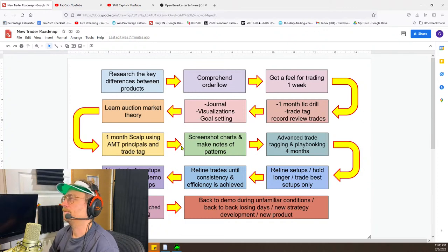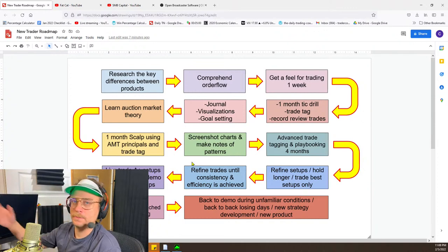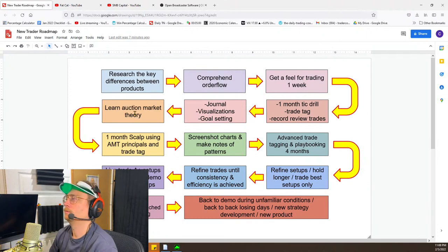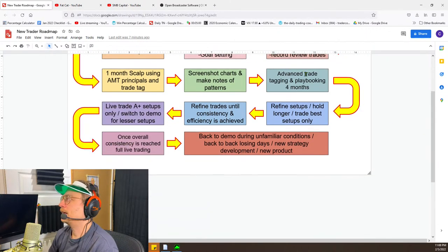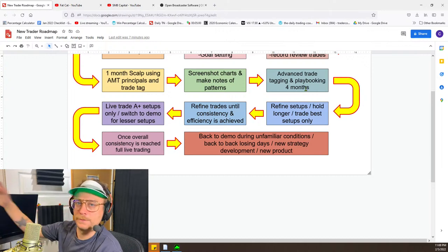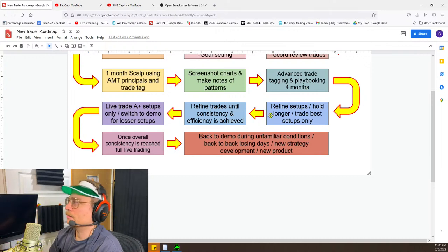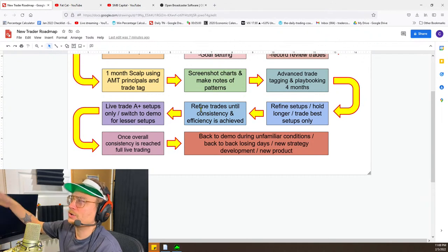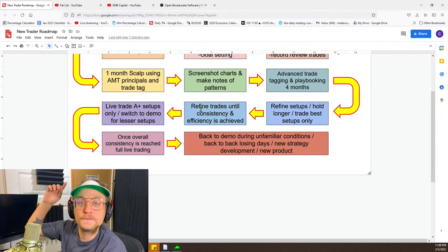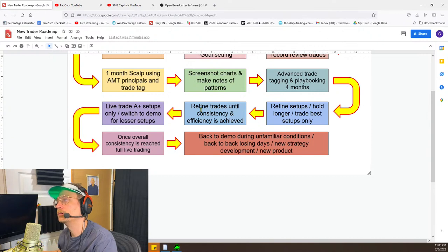Okay. Screenshot charts, make notes, and patterns is basically playbooking. It can be very quick. It's up to you. Advanced trade tagging and playbook for 4 months. While you're doing that, refine your setups. Hold longer trades. Trade the best setups only. Continue to refine your trades until consistency and efficiency is achieved.